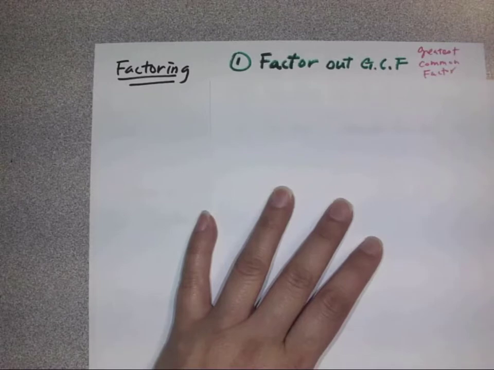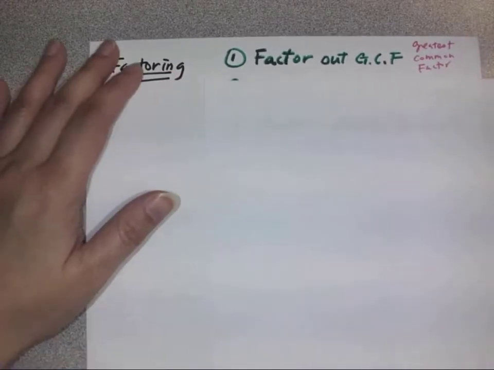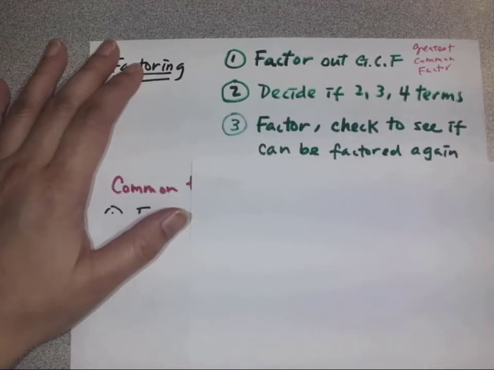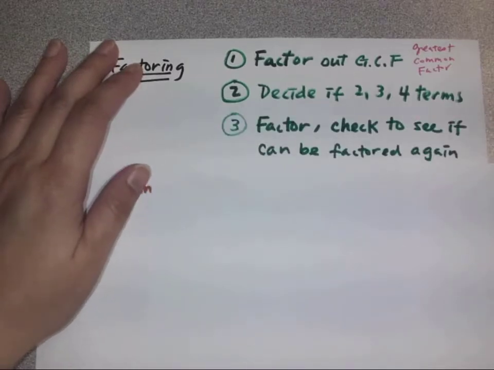So after you pull out a GCF, you can see if it's a 2 terms, 3 terms, or 4 terms type of factoring. They all use different techniques. And then you're going to start factoring. And after you factor it one time, you want to see if you can factor this again.